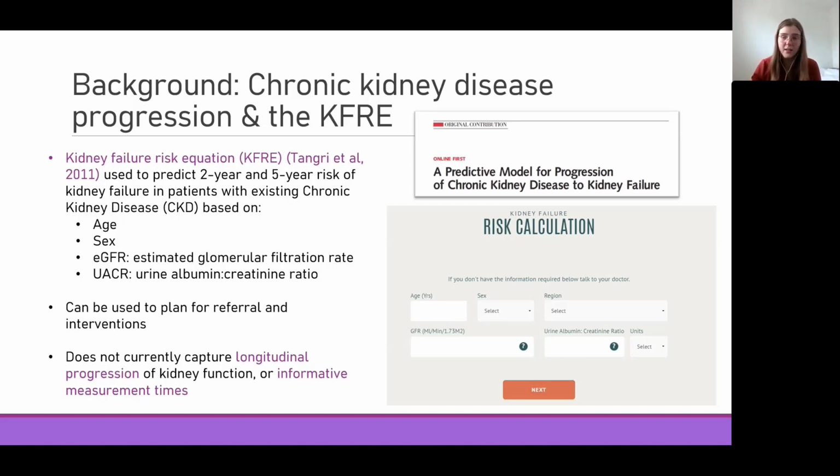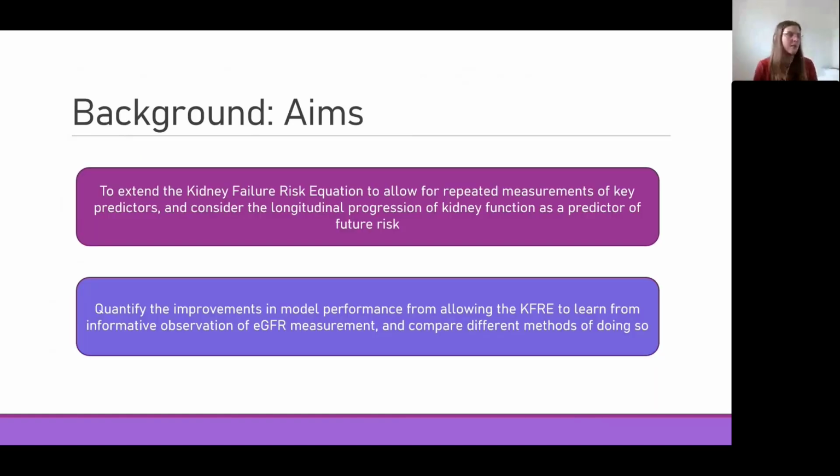But going above and beyond that, it's also highly likely that the measurement times themselves of things like EGFR are informative and might be able to tell us something about future risk. So in this work, we've got 2 main aims. The first is to extend the kidney failure risk equation to allow for repeated measurements of key kidney markers, that's EGFR and UACR, and allow that longitudinal progression to inform estimates of risk of both kidney failure and death. On top of that, what we really want to do is see if we can improve the performance of this model by allowing it to learn from the informative nature of the way that EGFR has been observed over time. And we look at a number of different ways of doing that.